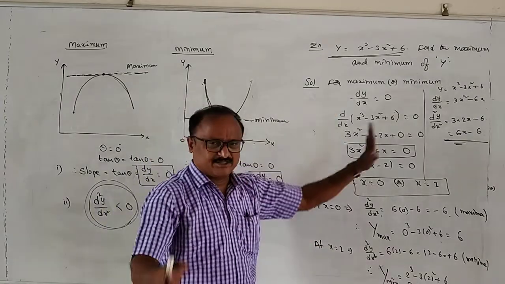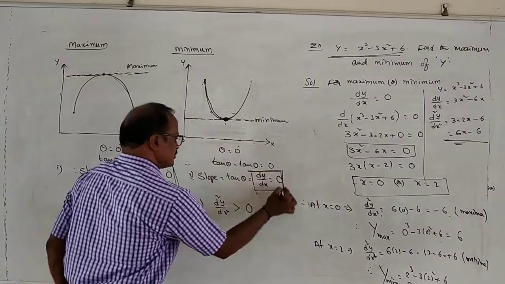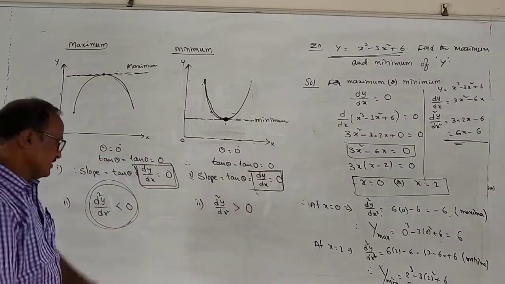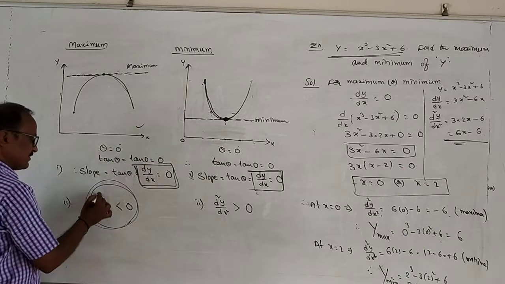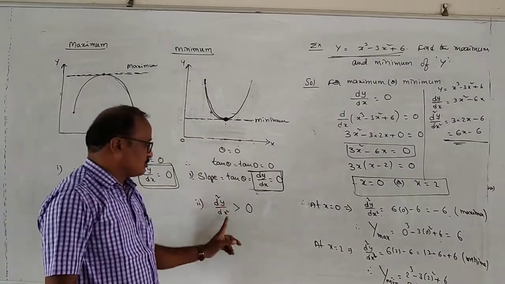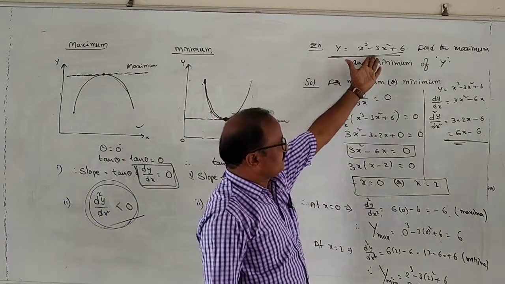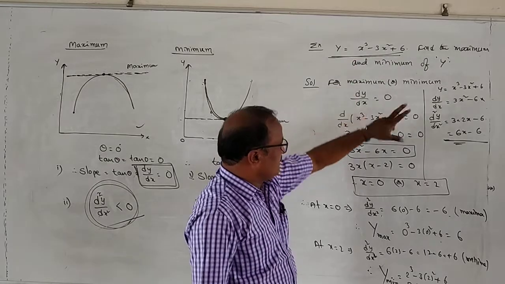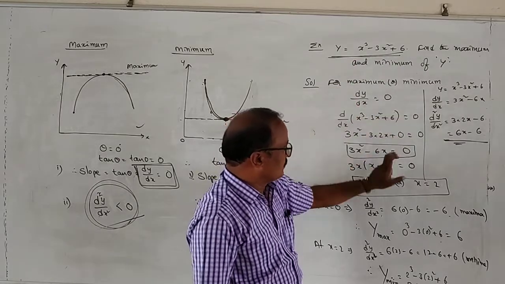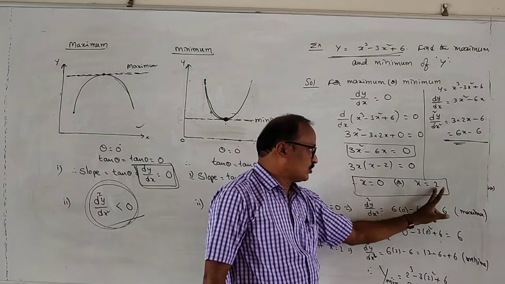To find the maxima and minimum, the condition is dy by dx equal to 0, both for minimum and maximum. And again, for maximum, d square y by dx square should be less than 0. For minimum, d square y by dx square should be greater than 0. Okay? First, the given function, and for maximum and minimum, compulsory dy by dx equal to 0. From this, we find the values x equal to 0 and x equal to 2.